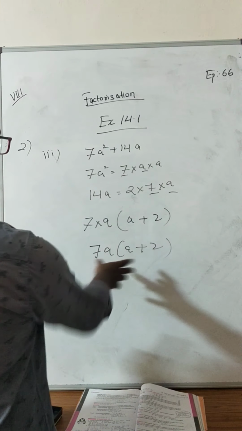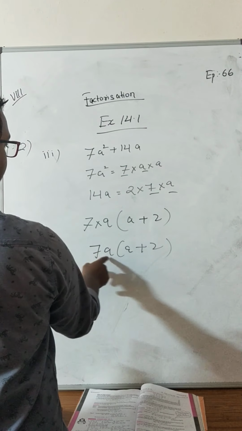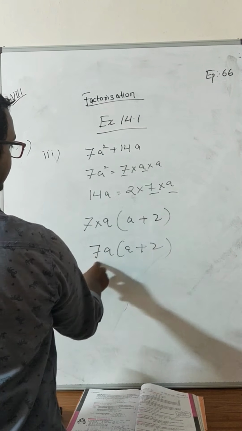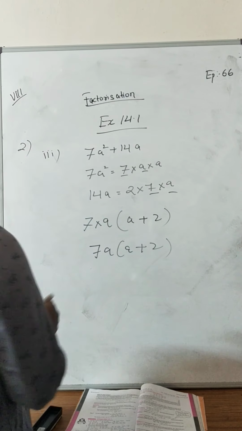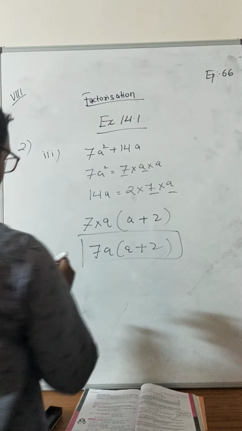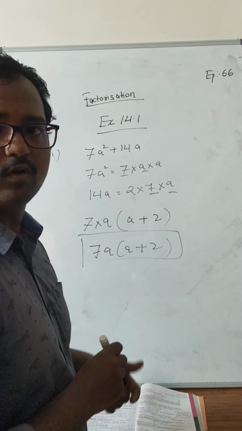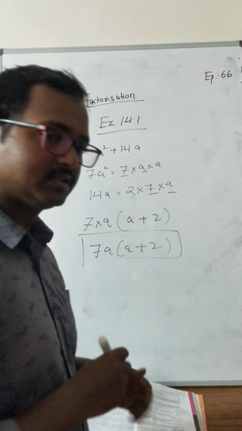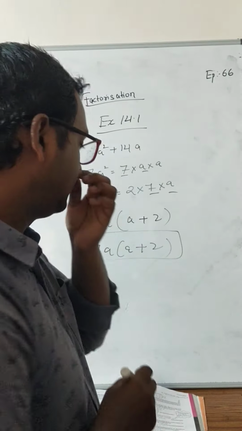Just expand and see if we are getting the same answer or not. 7a into a, 7a square. 7a into 2, 14a. So this is our final answer. This is done by taking common values. This method is not applicable every time.